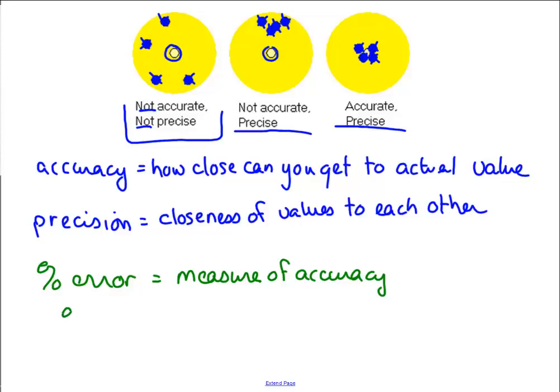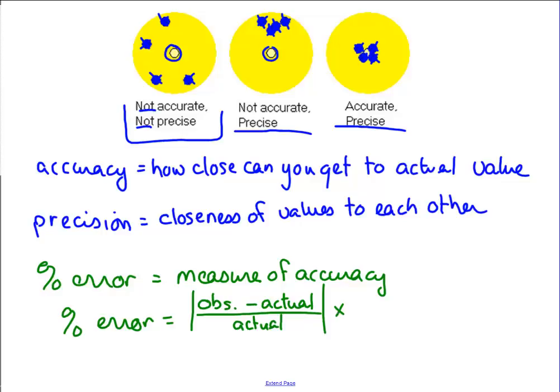Percent error, just a reminder, you have your observed value minus your actual value. Your observed can be your experimental, and you divide it all by the actual value. We're going for absolute value, and then ultimately you want to multiply it by 100%, because this will give you a decimal, some number, usually, hopefully, less than 1, but close to it, and then you want to get into percents by multiplying it by that 100%.